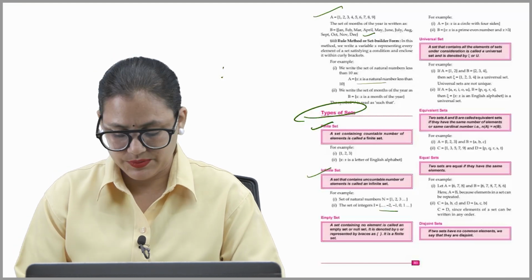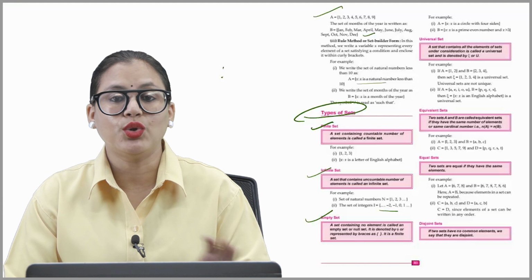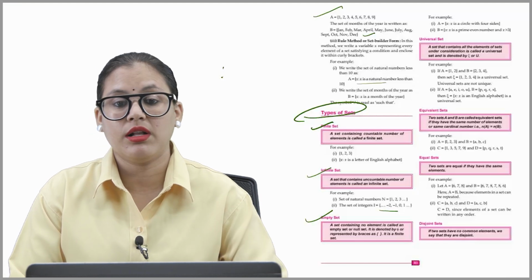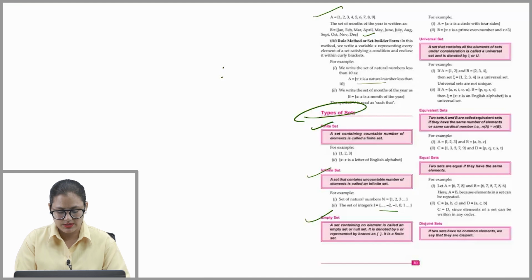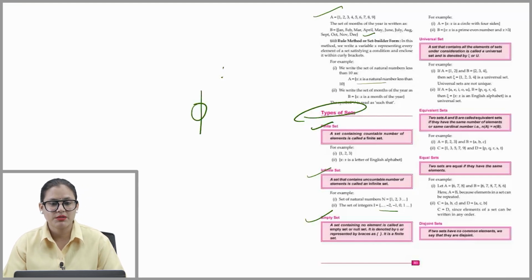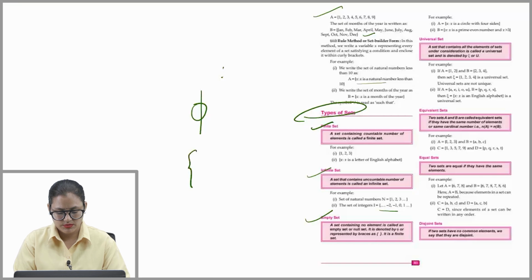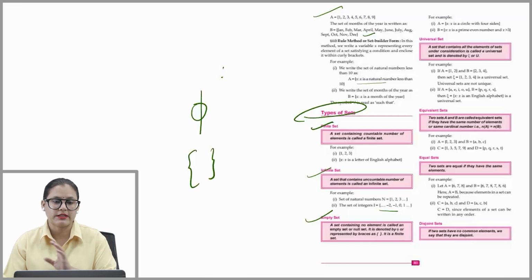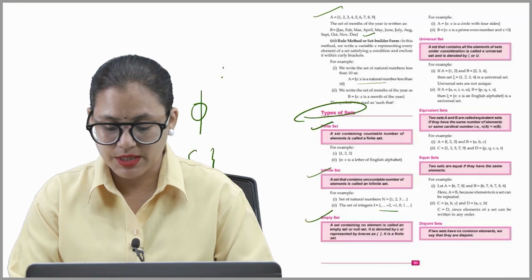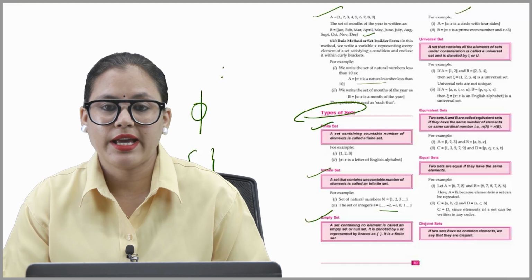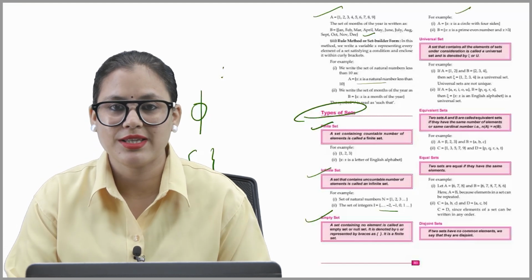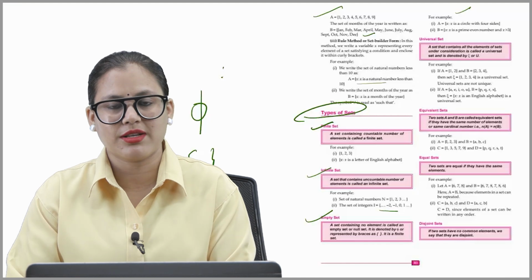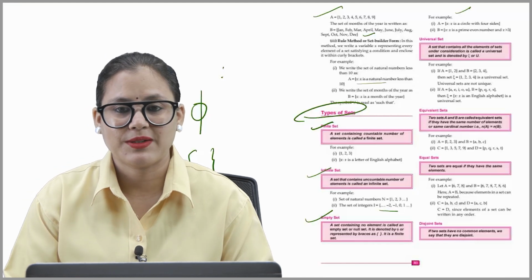Next, empty set. A set containing no element is called an empty set, or you can say null set. It is denoted by this symbol, or represented by empty braces. It is a finite set. For example, A equals {x such that x is a circle with 4 sides}. Can a circle have 4 sides? No, so this is a null or empty set.